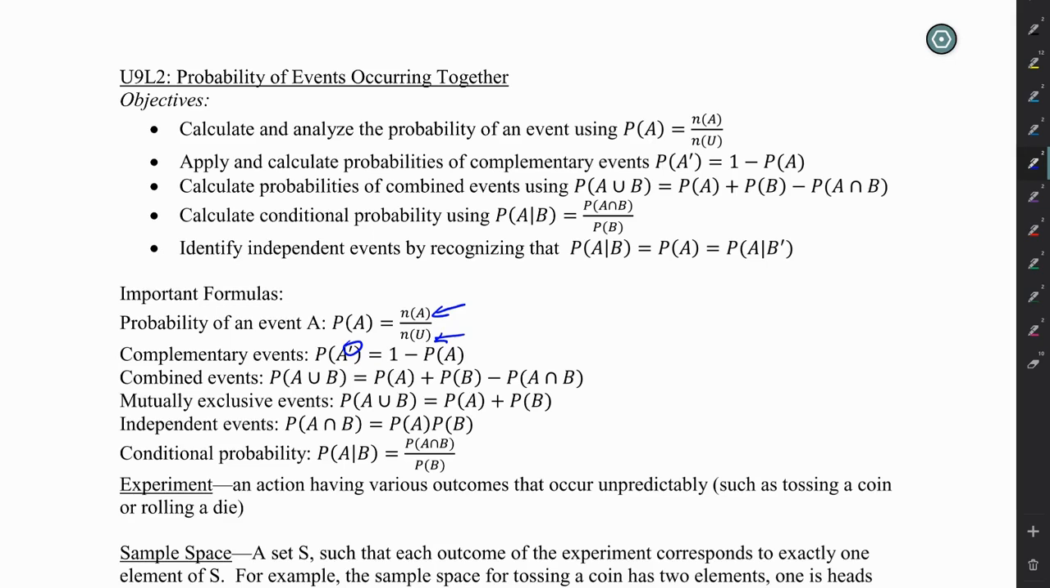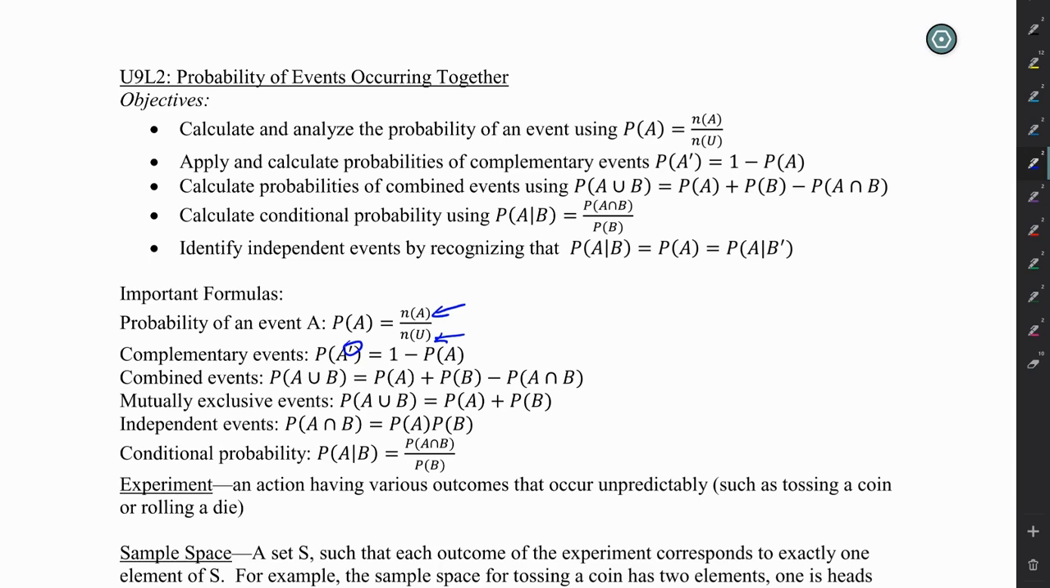Combined events, the probability of A union B. So a union works like an OR. In this scenario, you can think of if I asked you to go to the cafeteria and bring me back a coffee or a muffin. If you came back with a coffee, I would be happy. If you came back with a muffin, I would be happy. If you came back with both, I'm still happy.